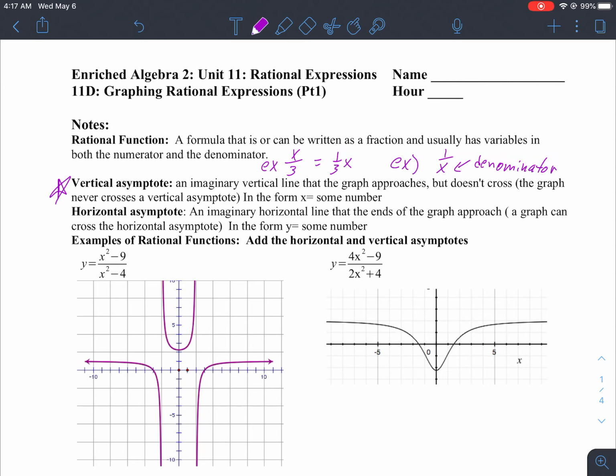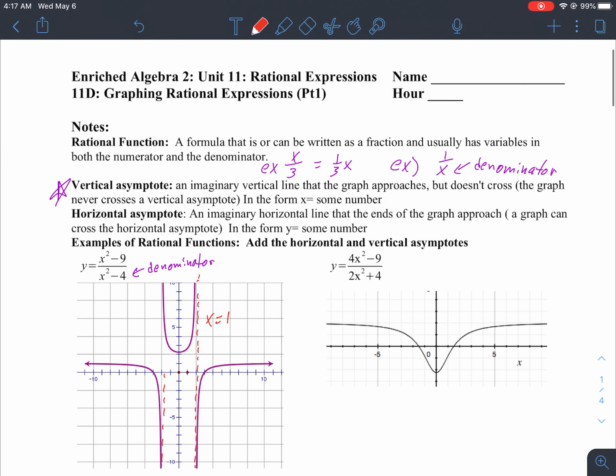Okay, so this is a rational function because there's an x in the denominator. So this would be a common rational function. There are imaginary vertical lines that the graph approaches but doesn't cross. There's one here at 1. So a vertical line is x equals 1, or x equals any number is a vertical line. There's one here at, or actually maybe that was 2. 1, 2, 3, 4, 5, 6. That was x equals 2. Okay. That was x equals 2. And there's another one here at -2.